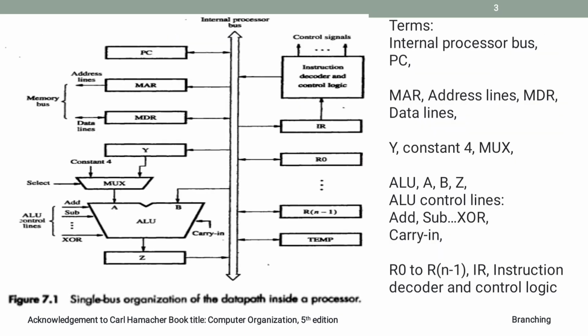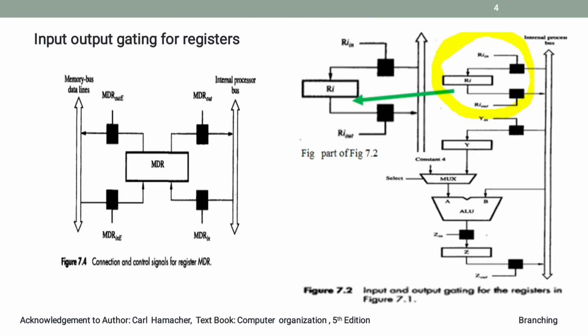Now we have understood single bus organization of the data path inside a processor and input output gating for registers. Next we shall see an example for branch operation.